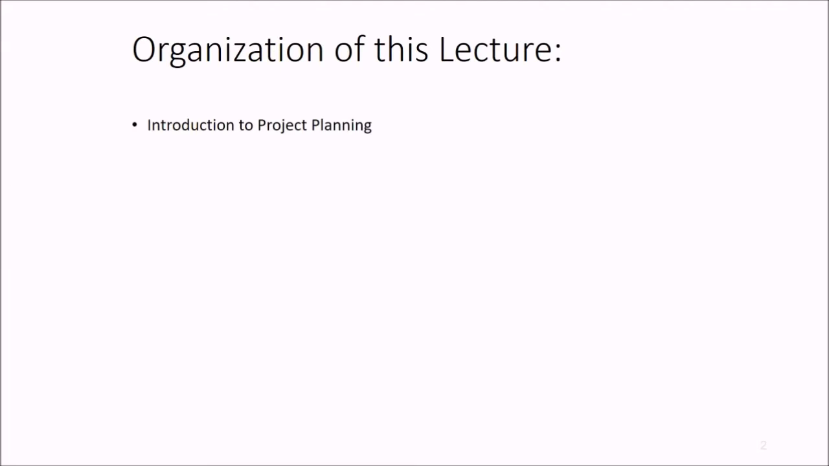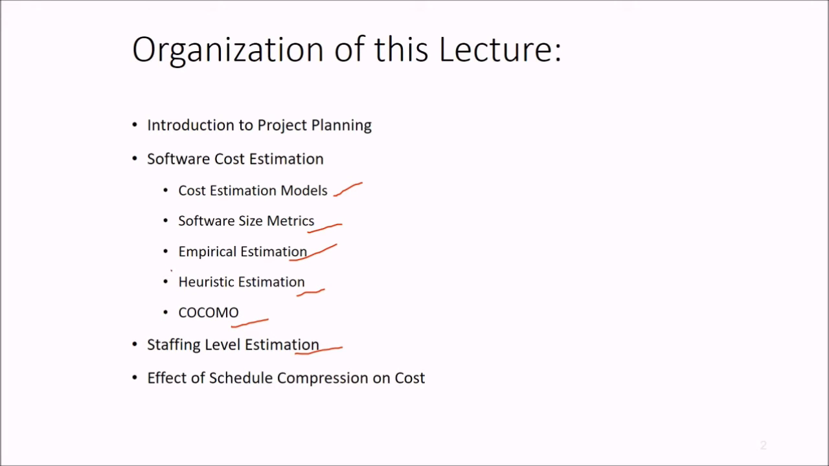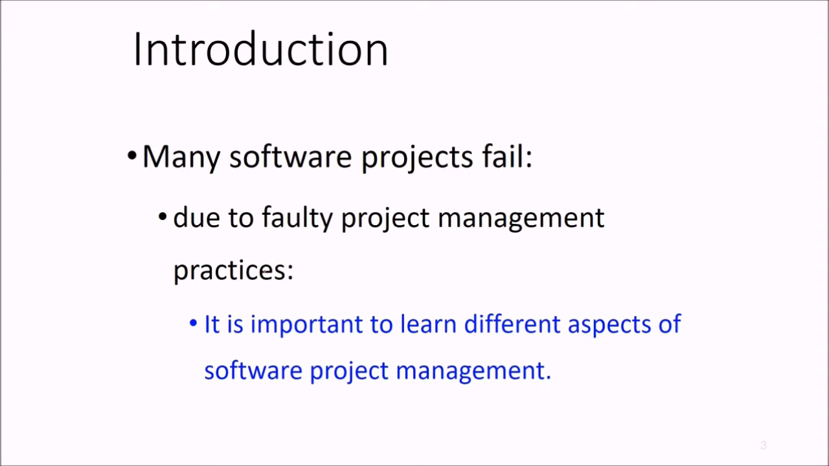So today we are going to talk about project planning introduction and software cost estimation, which include cost estimation models, software size metrics, empirical estimation, heuristic estimation, and COCOMO. Then also how to estimate the staff, that is staffing level estimation, and effect of schedule compression on the cost. Summarize. So, why do projects fail?